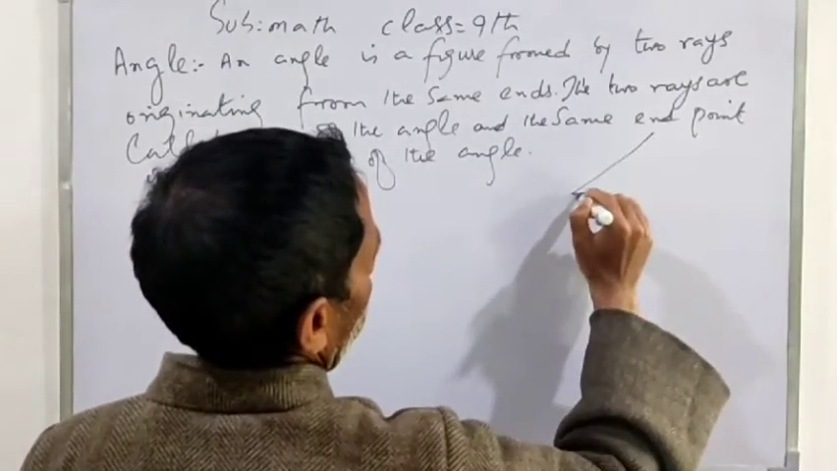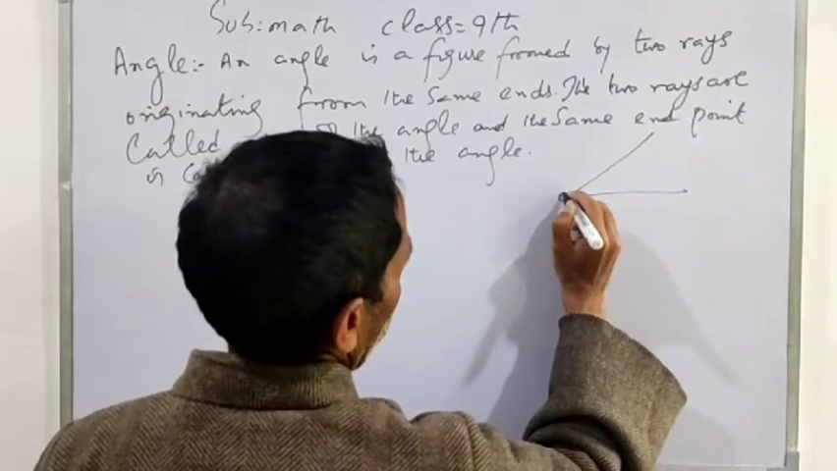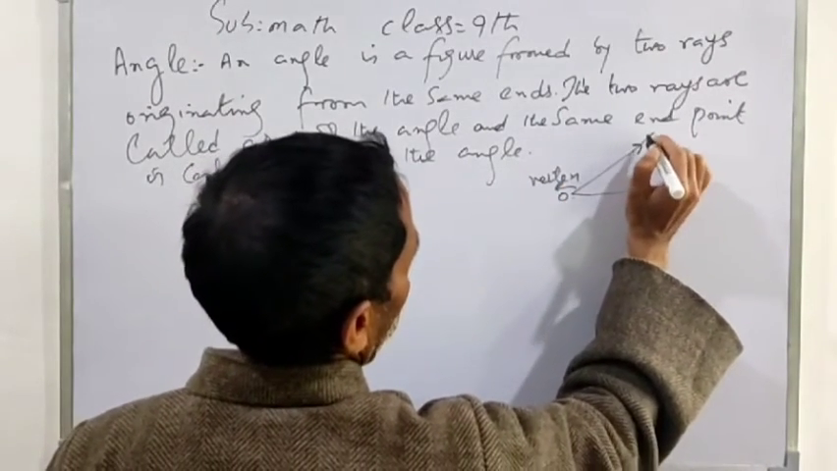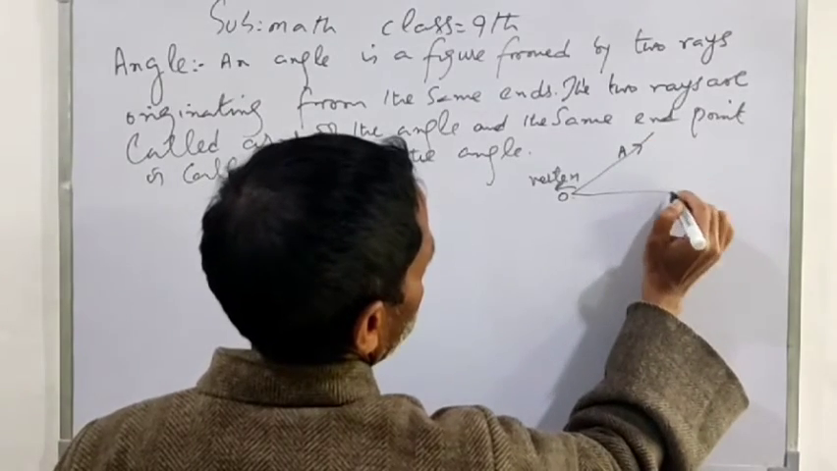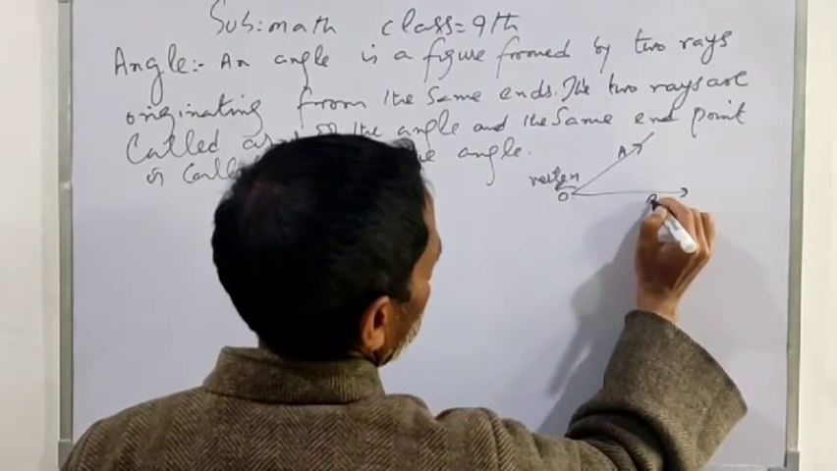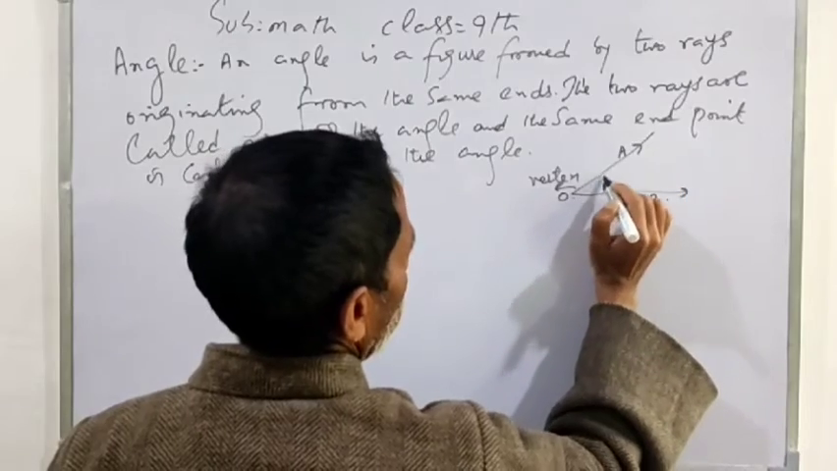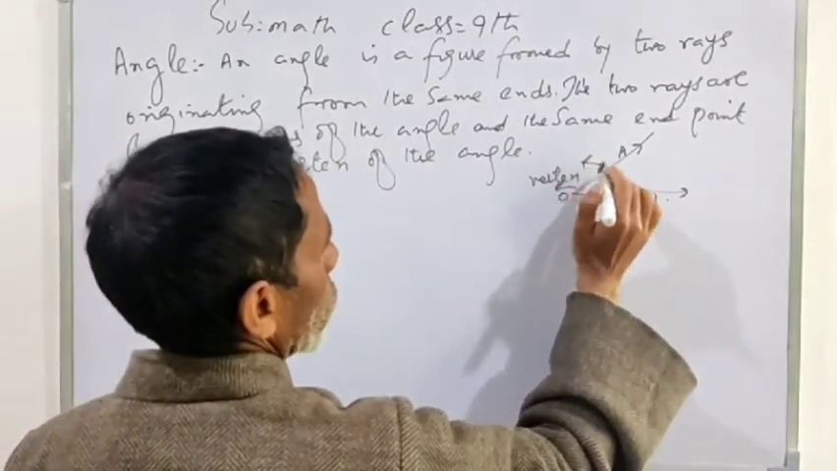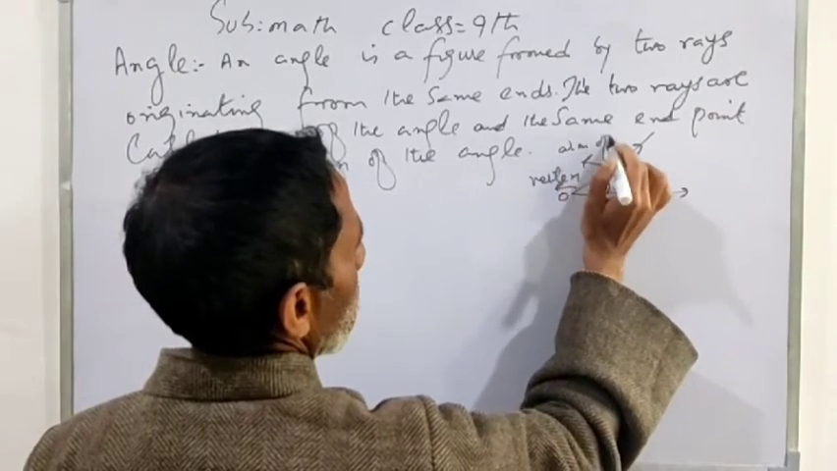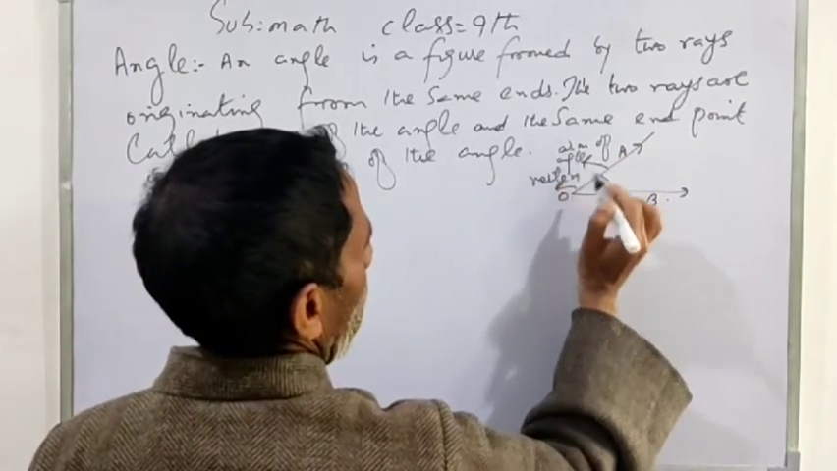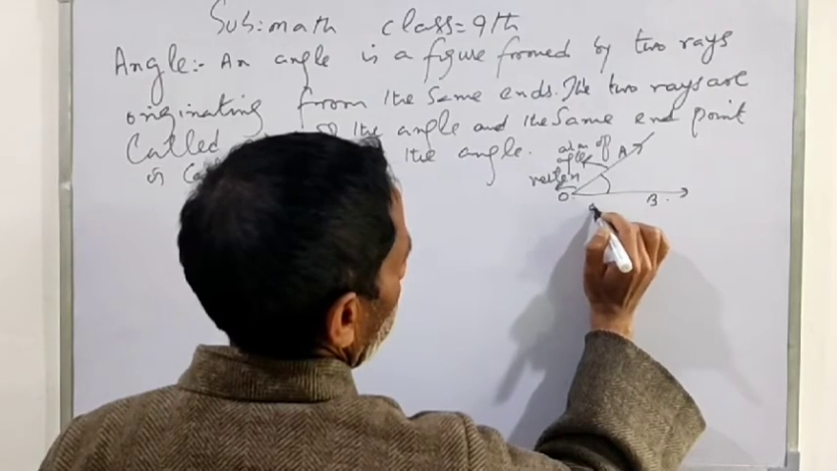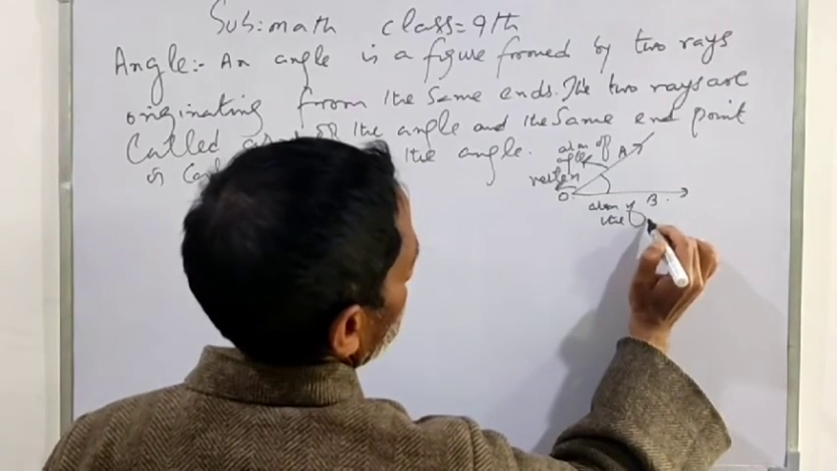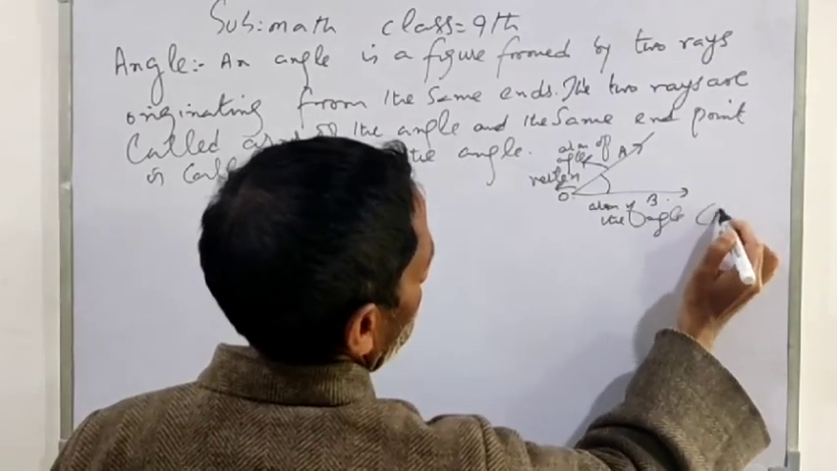This is the diagram of the angle. This is vertex O. This is arm OA and this is arm OB. The angle formed is AOB, which is formed at point O. OA is one arm of the angle and OB is another arm of the angle. Angle AOB.